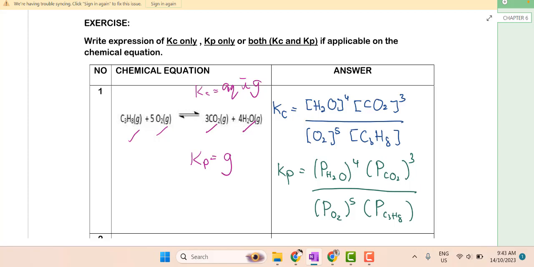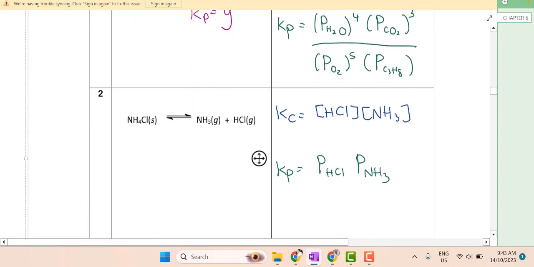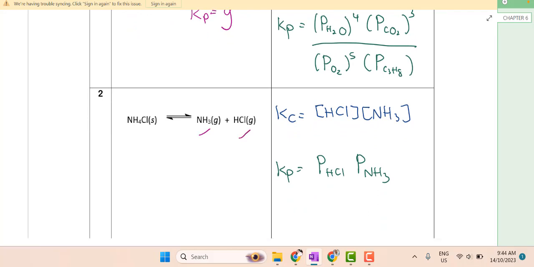The bracket means that partial pressure of water to the power of 4 multiplied with partial pressure of carbon dioxide to the power of 3 divided with partial pressure of reactant. So bracket ni just nak bagi tahu nilai partial pressure ni kuasa 4, kuasa 3 lah. Tak nak buat bracket pun tak apa. Okay, next. For Kc, we will take gas and aqueous. And Kp, we only take gaseous state.